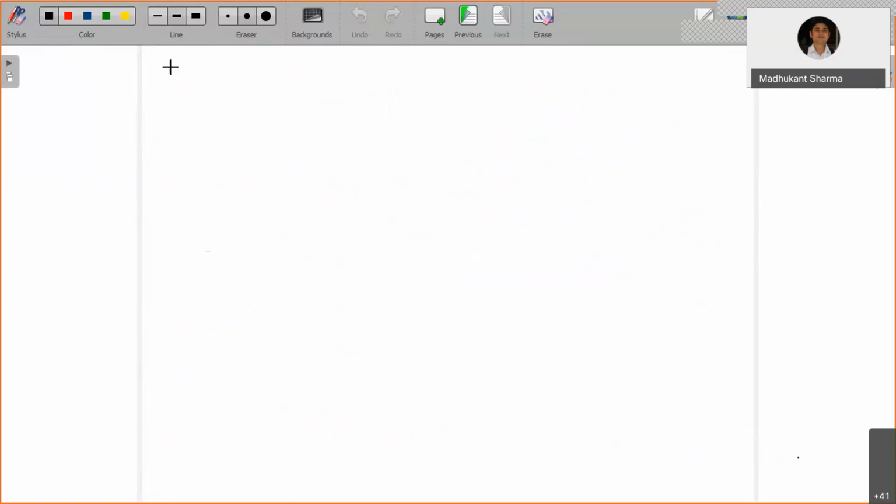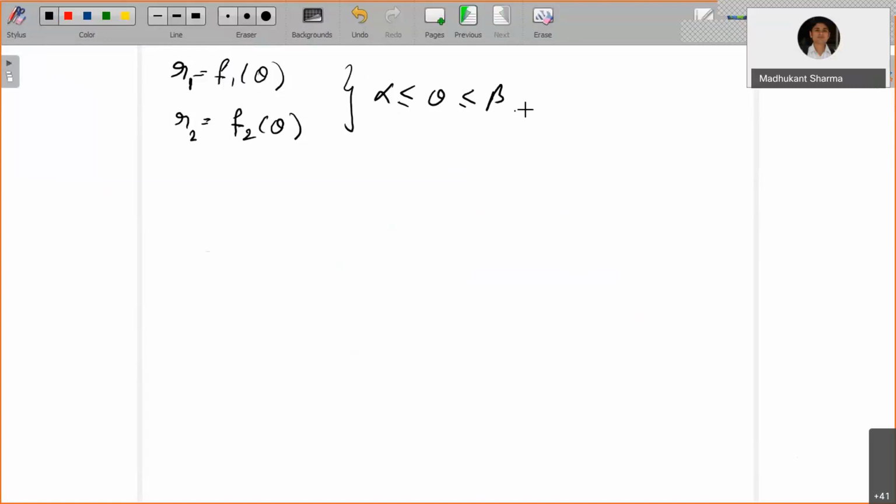Now in the polar coordinates, you have, let's say, r1 is equal to f1 of theta, and r2 is equal to f2 of theta. In both cases, if you are going to find the area between alpha less than or equal to theta less than or equal to beta, you certainly need to identify which one is above and which one is lower. So the case here is like this.